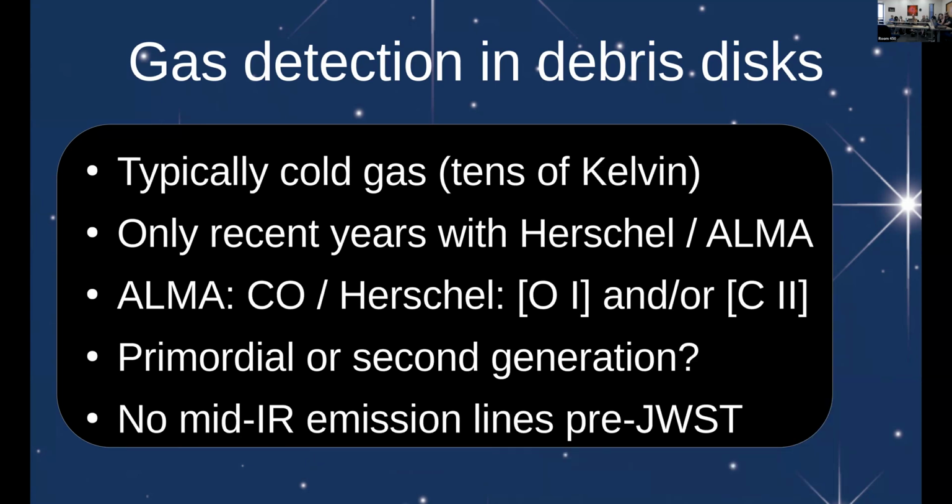Okay, but in terms of emission, it was only done in the last 10 years because this gas in emission is relatively cold. It's a couple of Kelvin, tens of Kelvin. And you need really sensitive instruments like Herschel and ALMA to even detect the gas. So with ALMA, I think the only gas species that has been found is CO. There have been searches for other gas species, but they haven't been found. And with Herschel, you see stuff like oxygen and carbon.